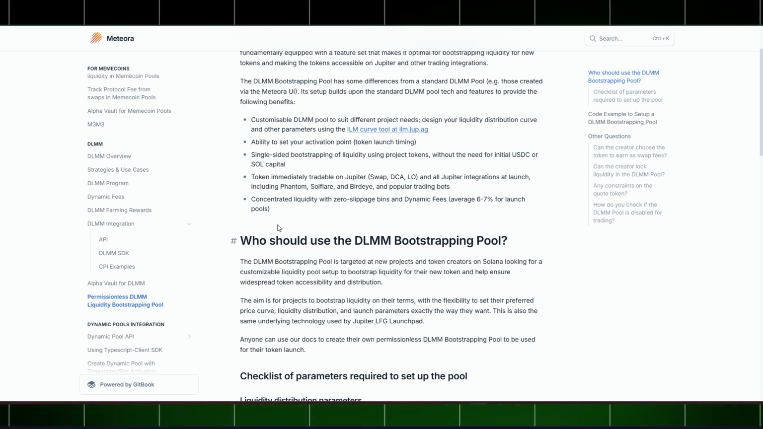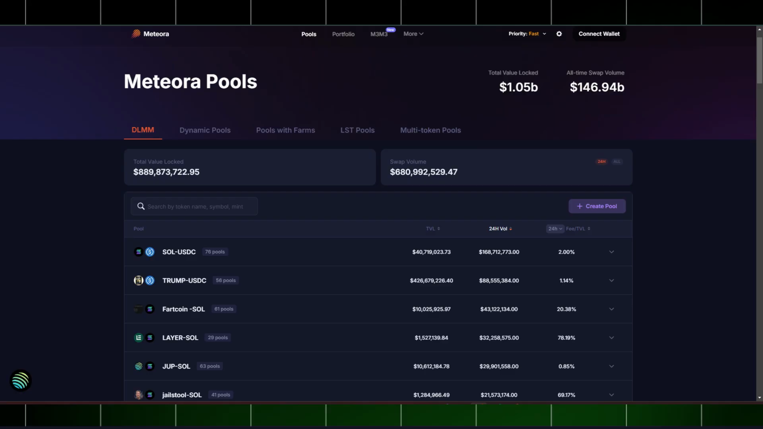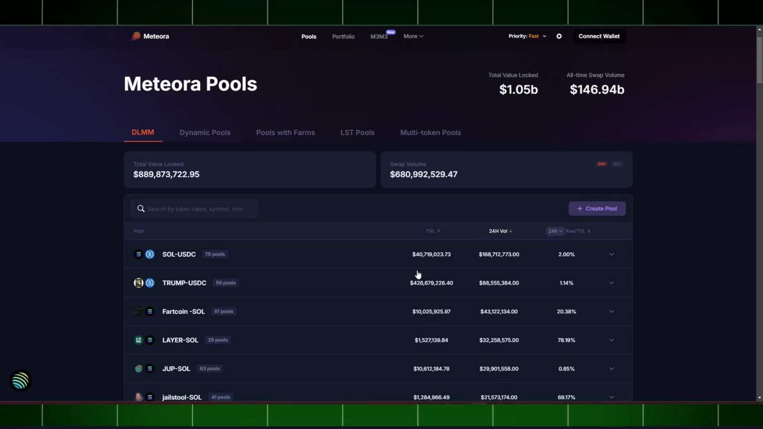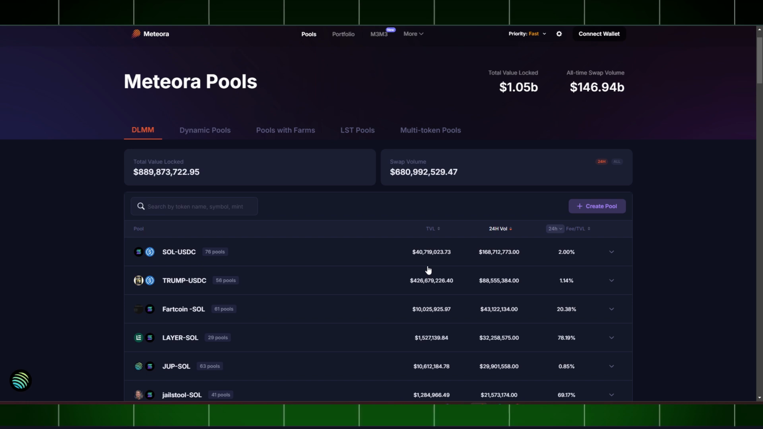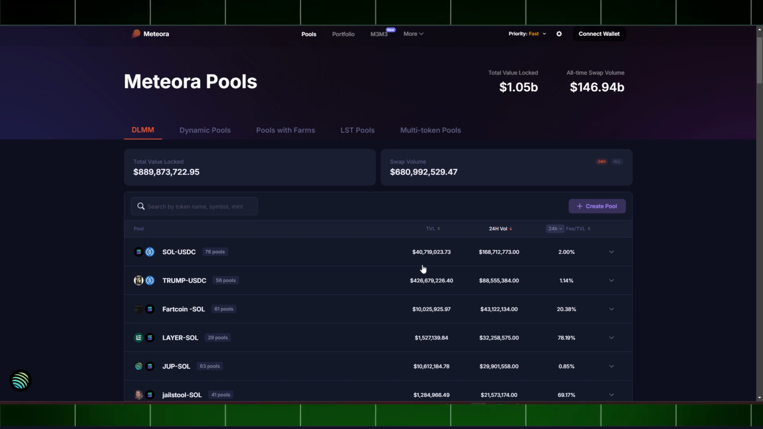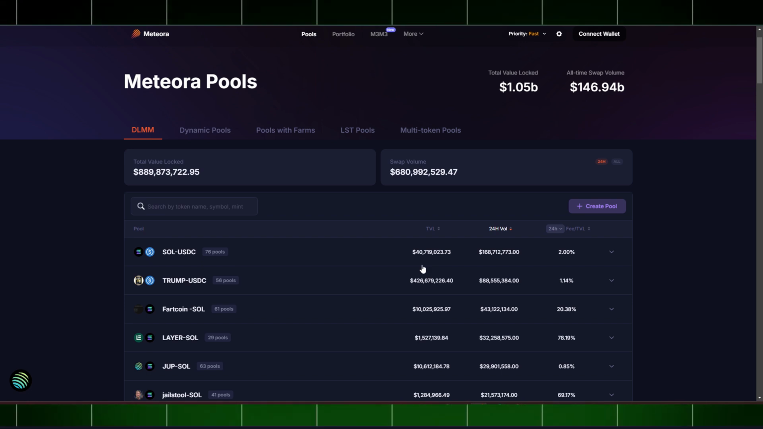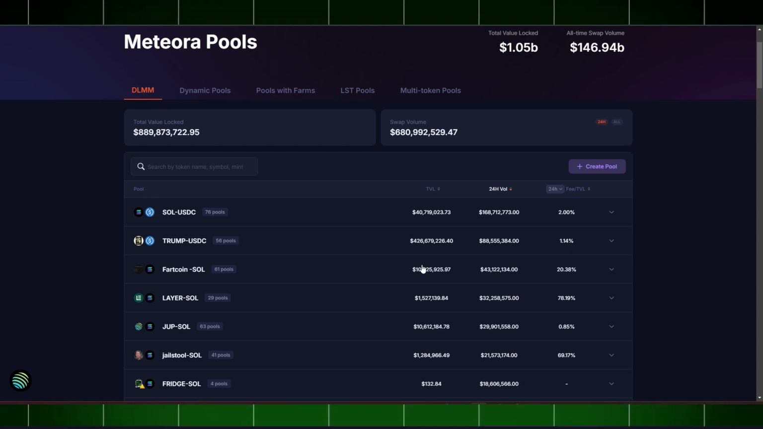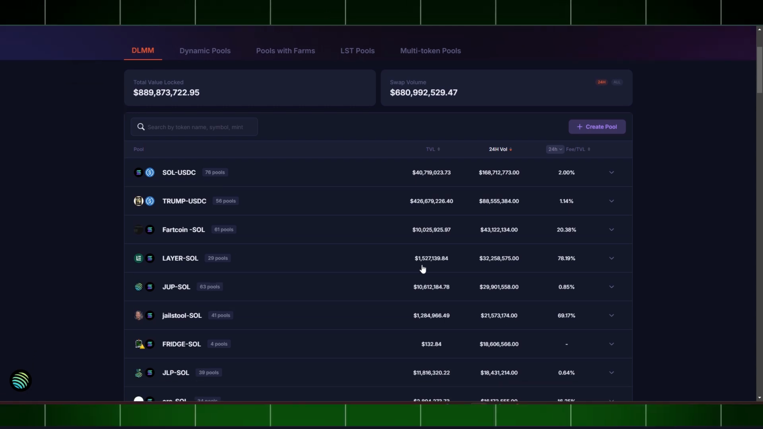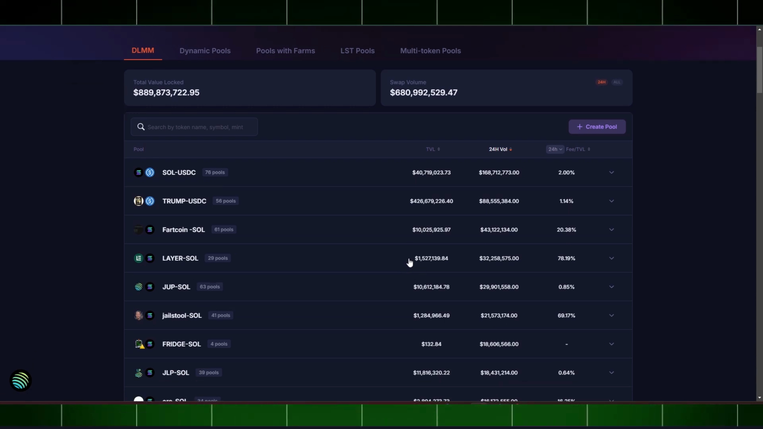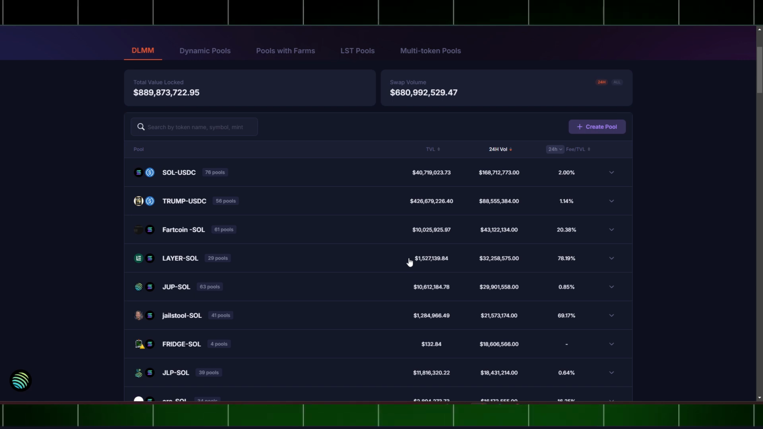So, like, Meteora's DLMM is a powerful tool, right, for providing and managing liquidity in the DeFi space. Its concentrated liquidity, dynamic fees, and flexible strategies offer significant advantages over traditional AMMs. While it requires active management, the potential rewards are substantial.